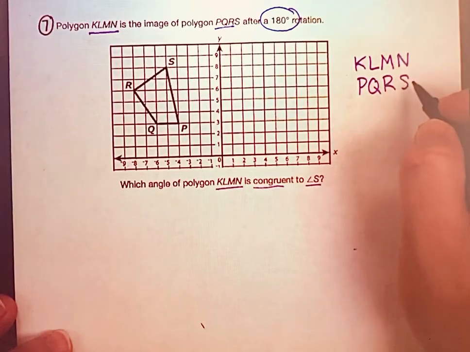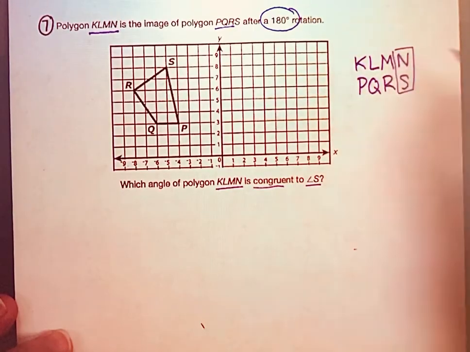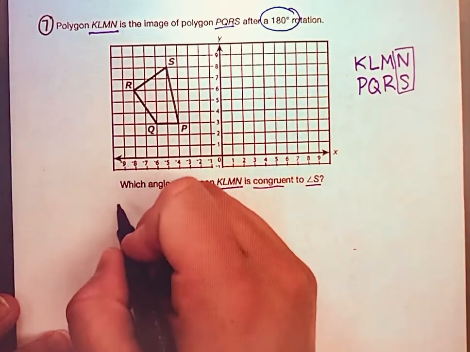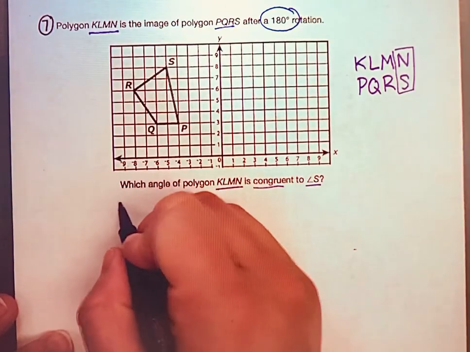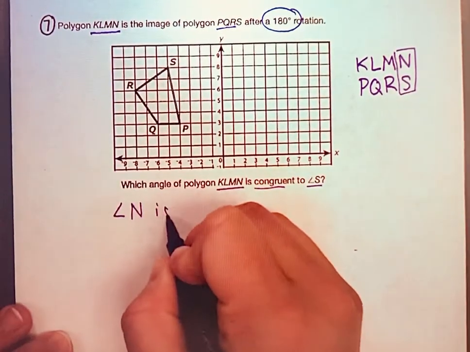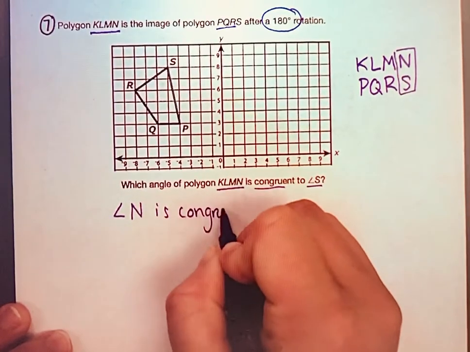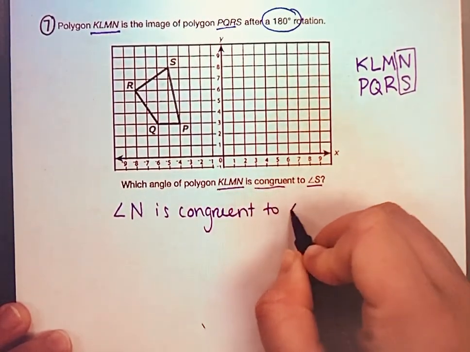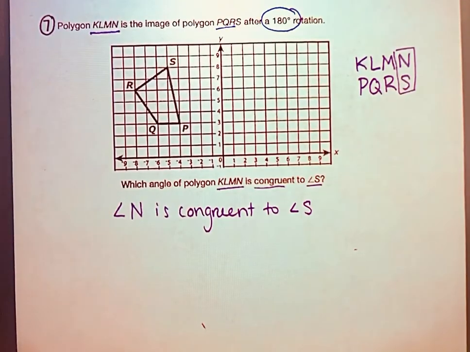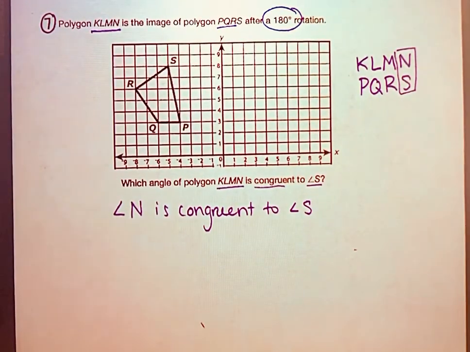The letter that matches up is N. So if this was a constructed response, you would write angle N is congruent to angle S. And you don't actually have to do any rotation at all. You don't have to use your tracing paper. All you have to do is recognize that the letters are going to match. They're in that particular order for a reason. K matches with P, L matches with Q, M matches with R, and so on.